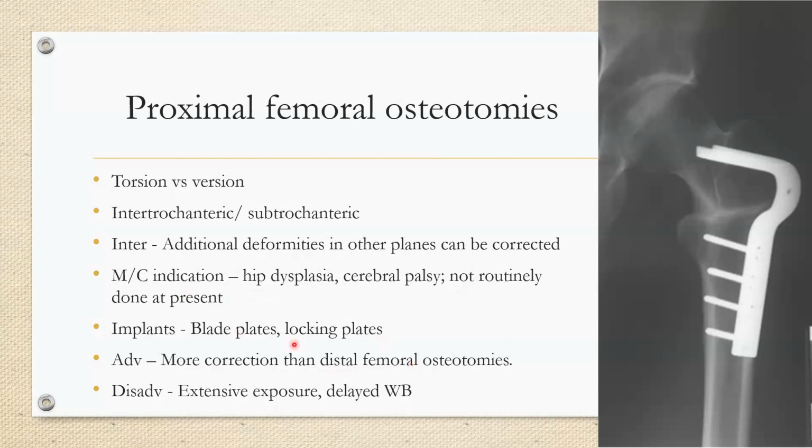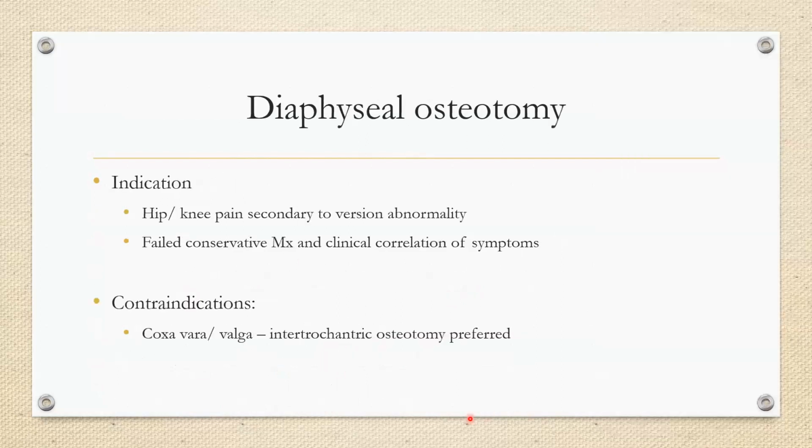As for the implant of choice, previously blade plates were used. Currently, sturdy locking plates can also be used. The most important advantage is that it allows for a high degree of correction as compared to distal femoral osteotomies. The natural disadvantages are the extensive exposure and delayed weight bearing.